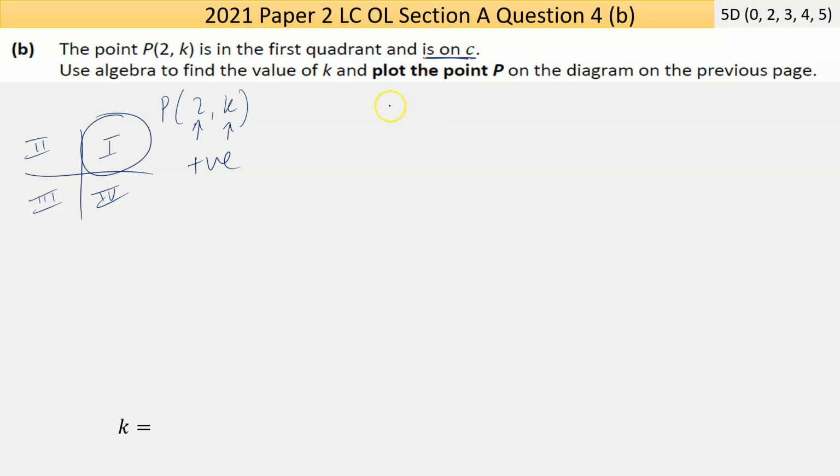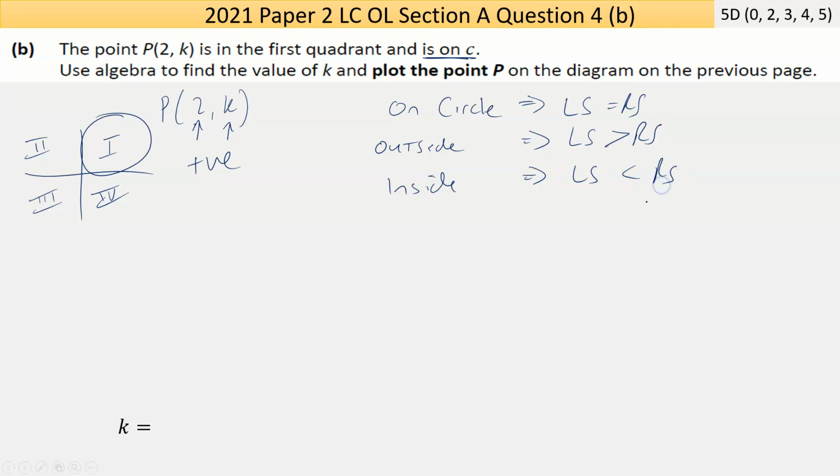Now there's something going on here. If a point is on a circle, when you sub it in, you should get left side equals right side. If it's outside the circle, and you sub the point in, you should get left side greater than right side. If it's inside the circle, you should get left side less than right side. Now, this one says it's on C, so we should be satisfying this criteria. It says use algebra to find the value of k and plot the point P on the diagram on the previous page. So I need to find my answer here.